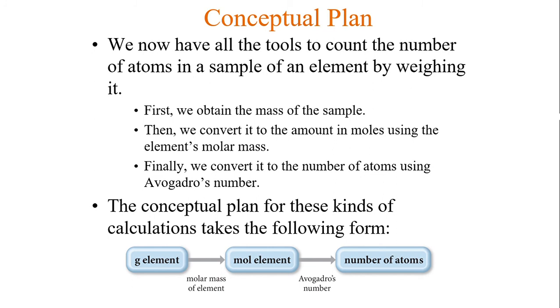So in this case, let's say we first obtain the mass of the sample. That would be the grams there on the bottom left. Then we use the molar mass to convert it into moles of the element. That's in the middle box there. And then finally, we can convert it to the number of atoms using Avogadro's number. Notice that we can also go in reverse in that process. So this is the conceptual plan or the roadmap for these kinds of calculations.